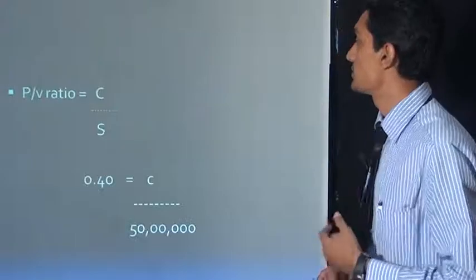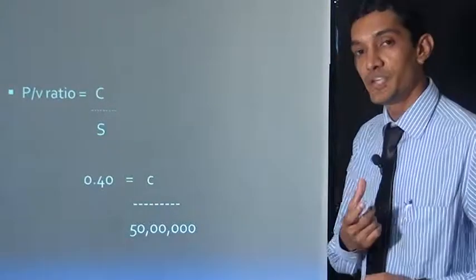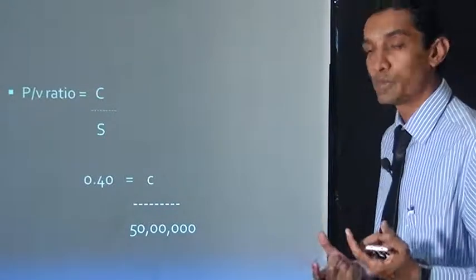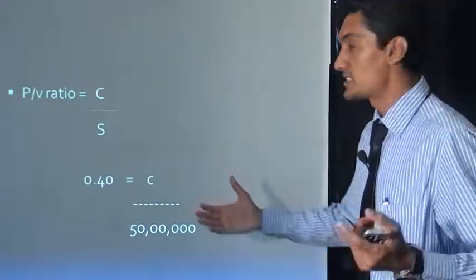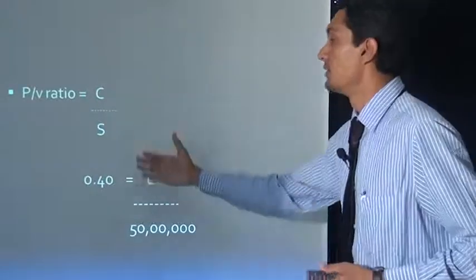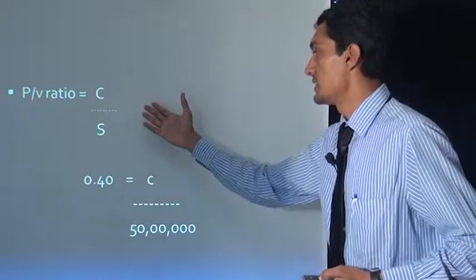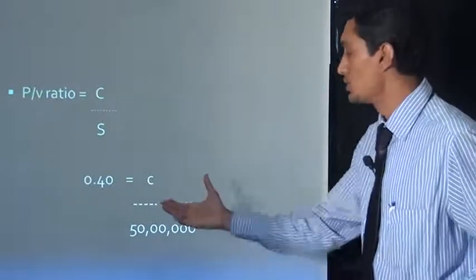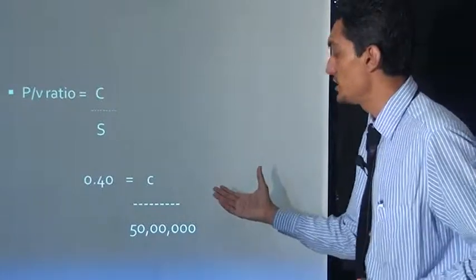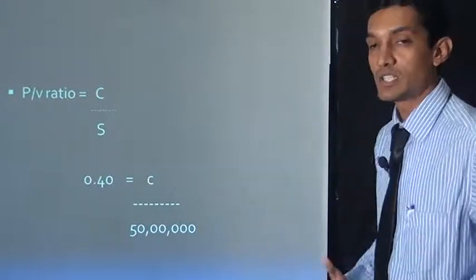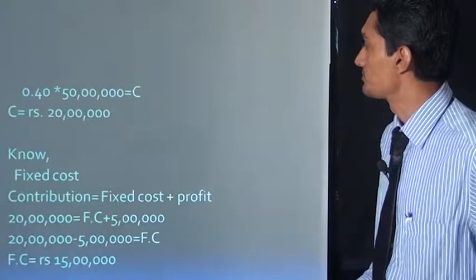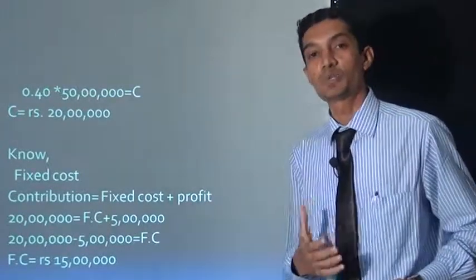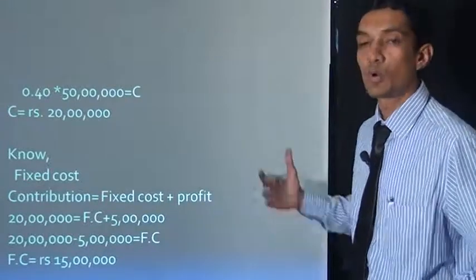First, using the PV ratio, we calculate the contribution. We already have the sales, and the PV ratio is 14%. PV ratio is C divided by S, where S means sales. So 0.14 is equal to C divided by 15 lakh. Multiplying 0.14 by 15 lakh, the contribution is rupees 20 lakh. First we find the contribution.